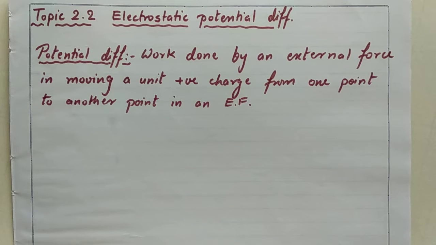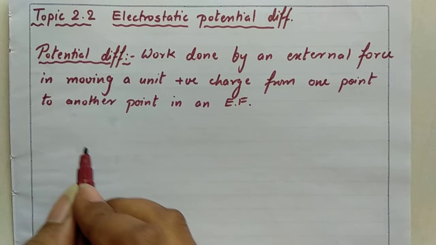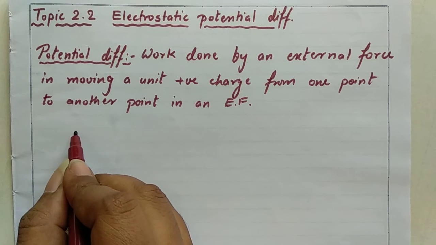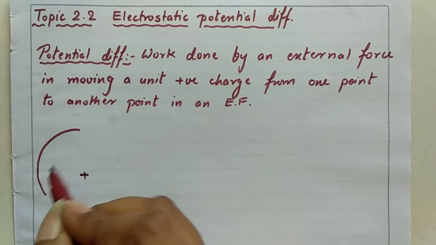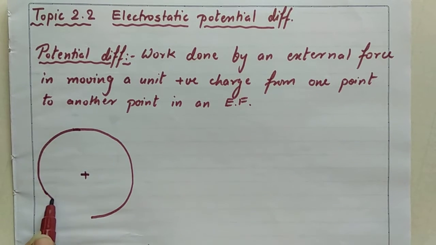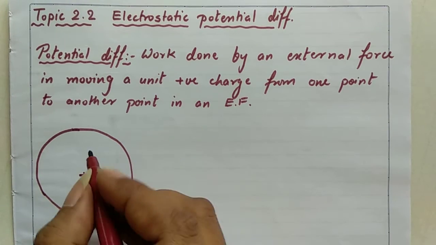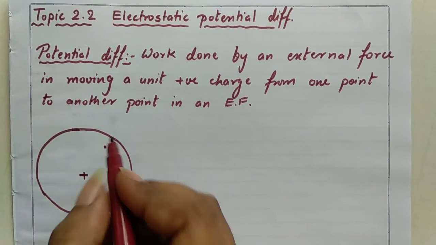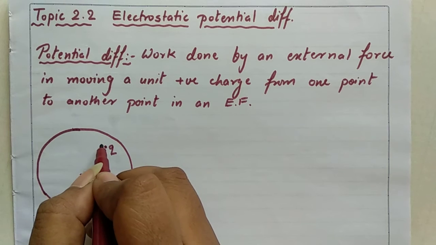Now we'll see what is electrostatic potential difference. You can call it potential difference also. So suppose we are having a source charge plus Q, and this is suppose its electric field. Now suppose we are having a unit positive charge at this point, and this point is A.